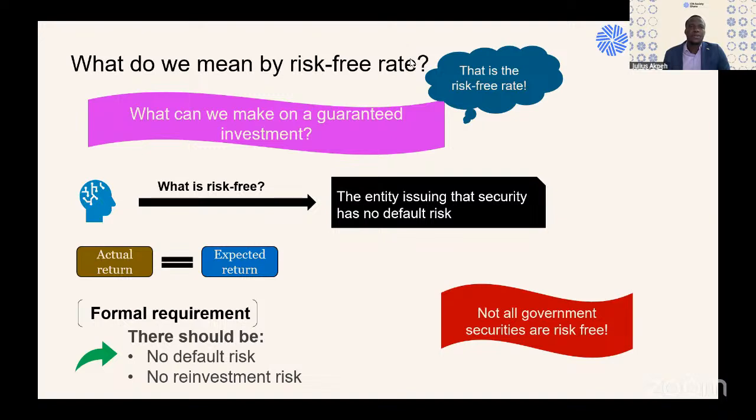We need to start by answering the question, what is risk-free rate, or what do we mean by risk-free rate? Whenever we talk about risk-free rate, the question we should actually be answering here is, what can we actually make on a guaranteed investment? A guaranteed investment is an investment that you made and you are promised that you get so and so amount. Give us $100, we're going to give you $200 back.